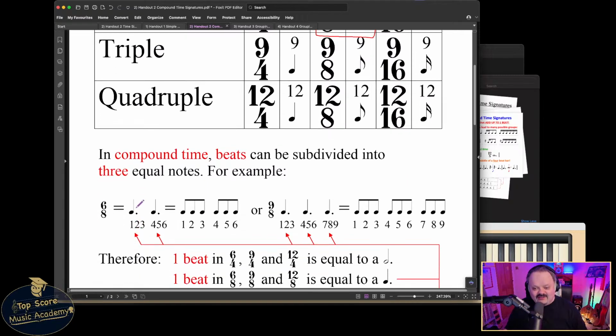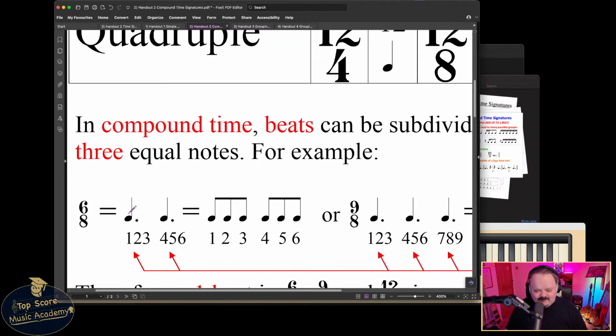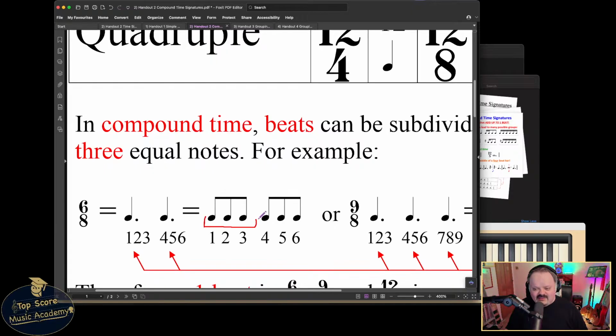Okay, so there's only 2 of those beats in the bar, and each of them can be split into 3 equal parts. This is what makes it compound. And you can take any beat. It doesn't have to be dotted crotchet beats. It could be any beat, and if you can split it into 3 equal parts, then yes, it's going to be compound time. Okay, so that's all your jigs. 1, 2, 3, 4, 5, 6.